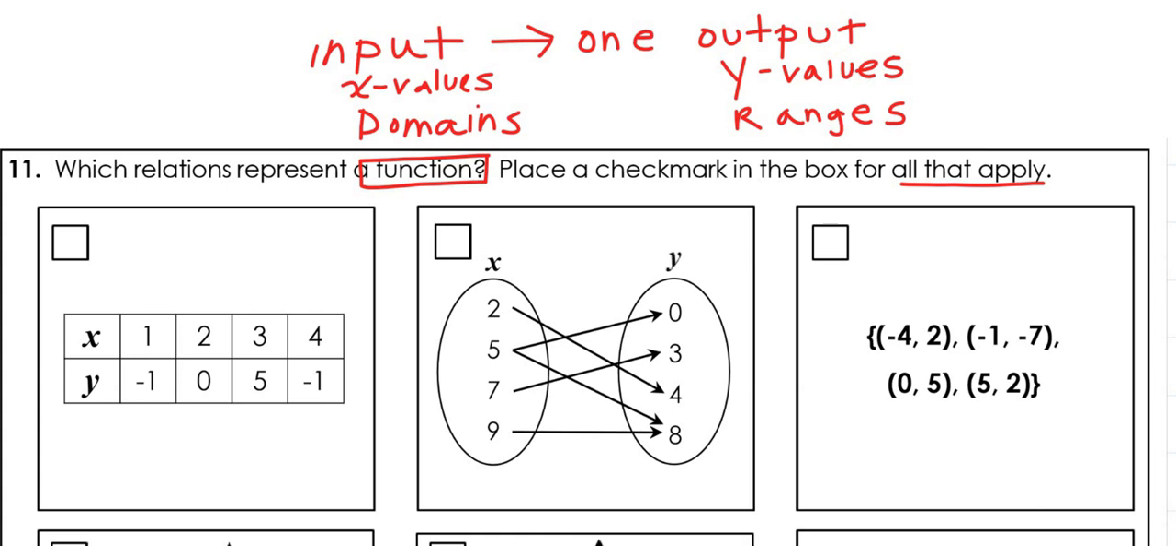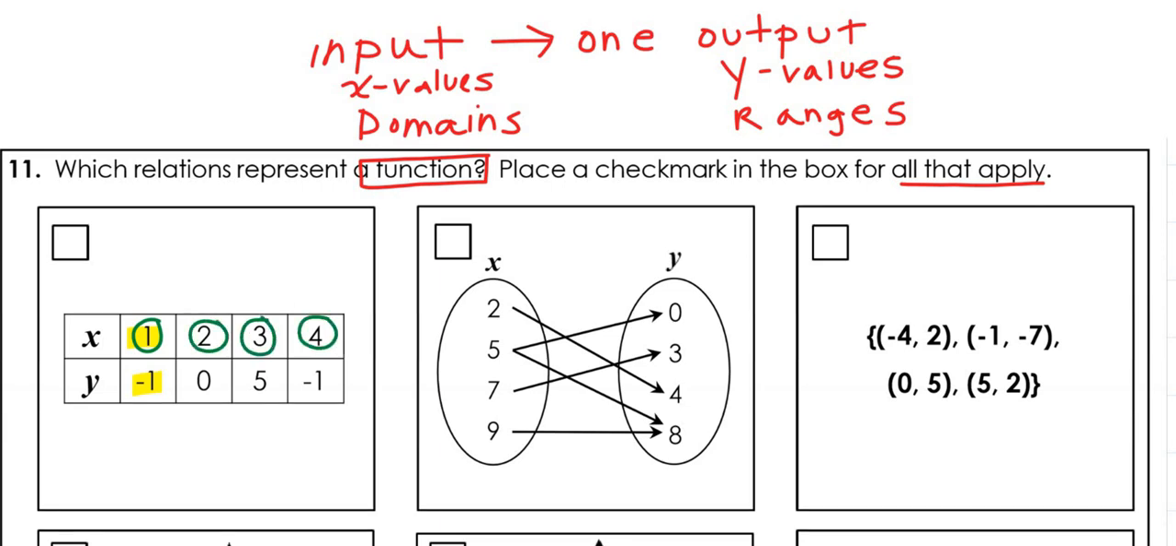For the first one, we have basically coordinates listed, but as a table. So for the x value of 1, we have -1 as the output. For 2, you get 0. For 3, you get 5. And for 4, you get -1. Now, for each one of these, every x value only has one y value as an answer. You'll notice that the x value doesn't even repeat. So it's not like they go over the same x value twice.